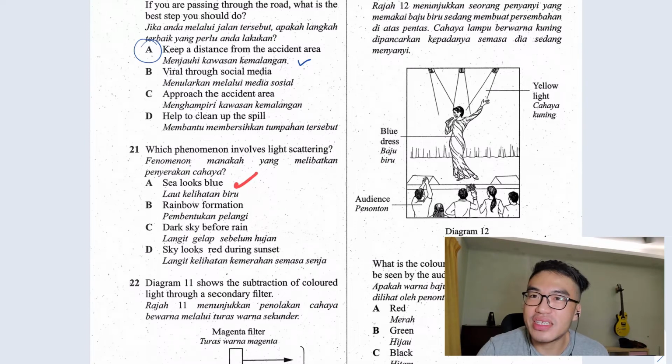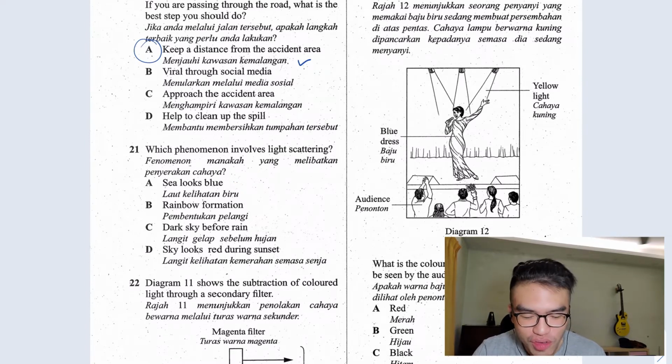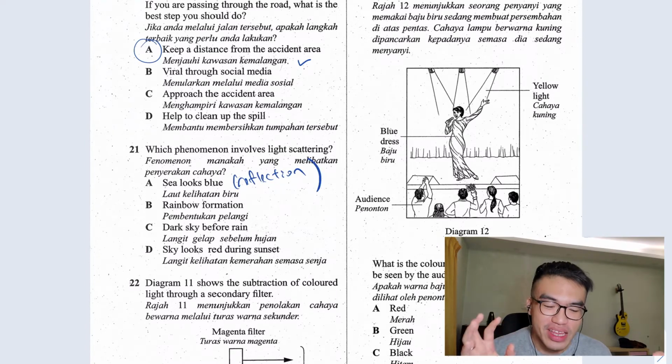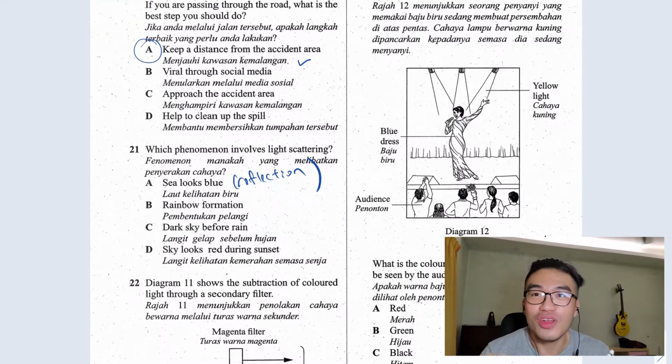Is A the answer? This is actually reflection, because scattering is making the sky blue, not the sea. The sea is just reflecting the color of the sky. That's a very tricky answer there.